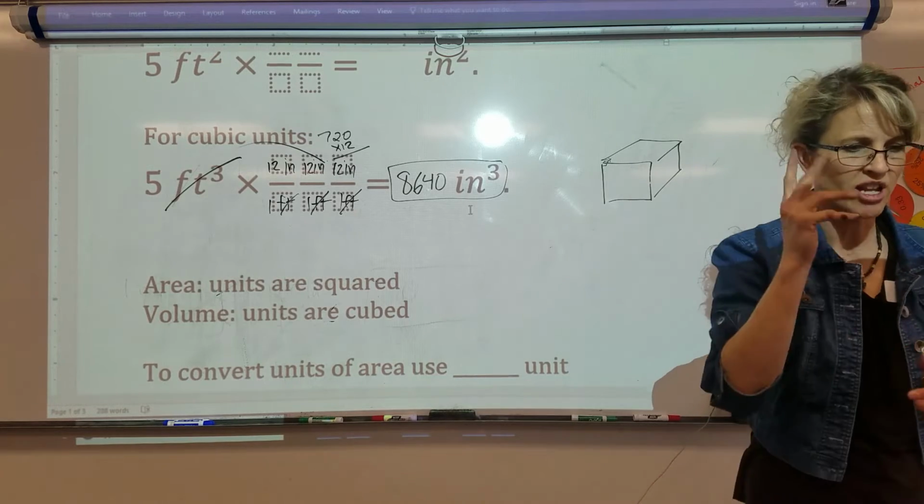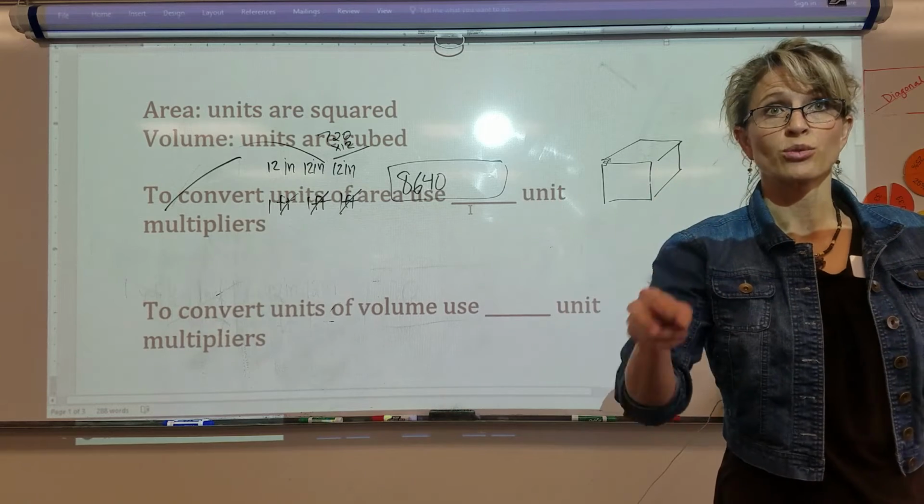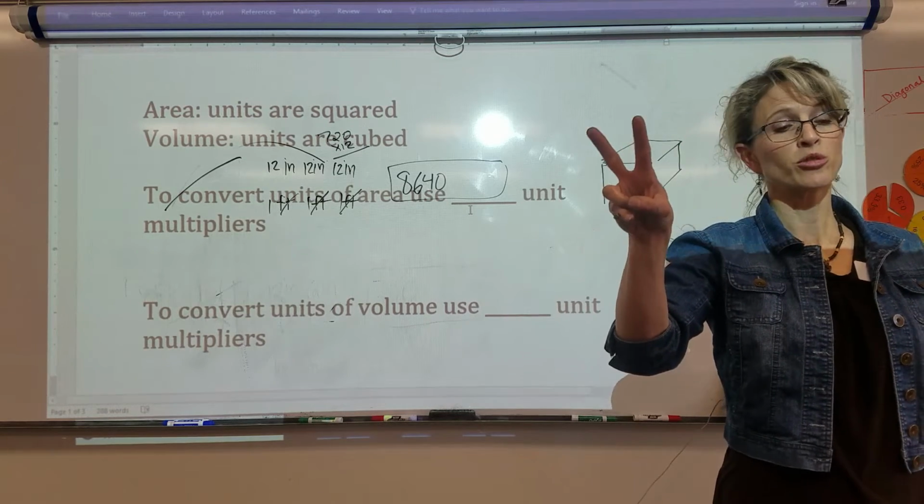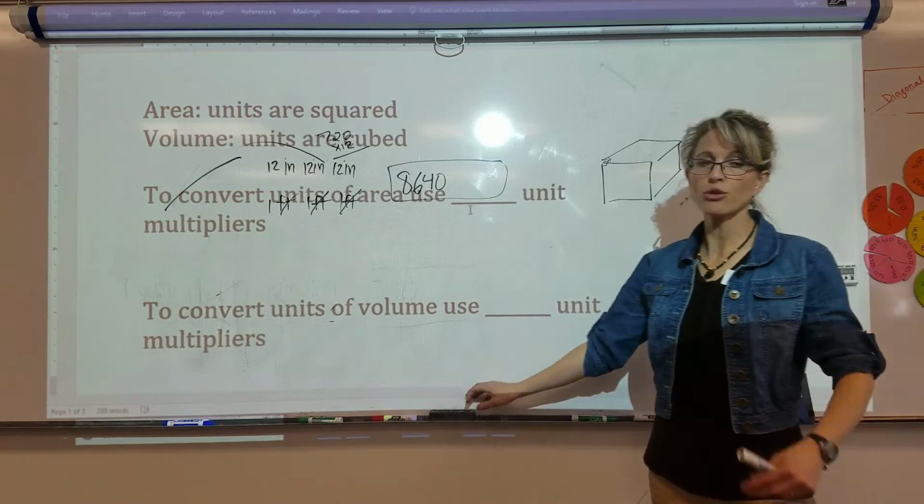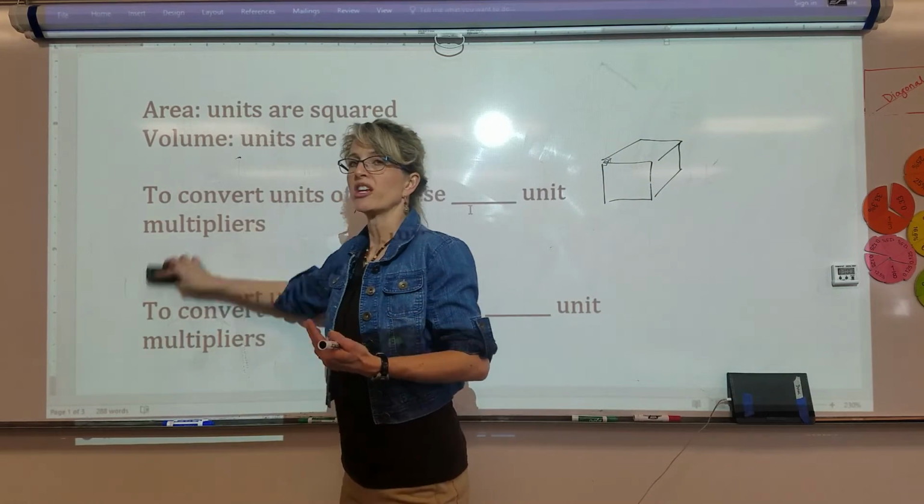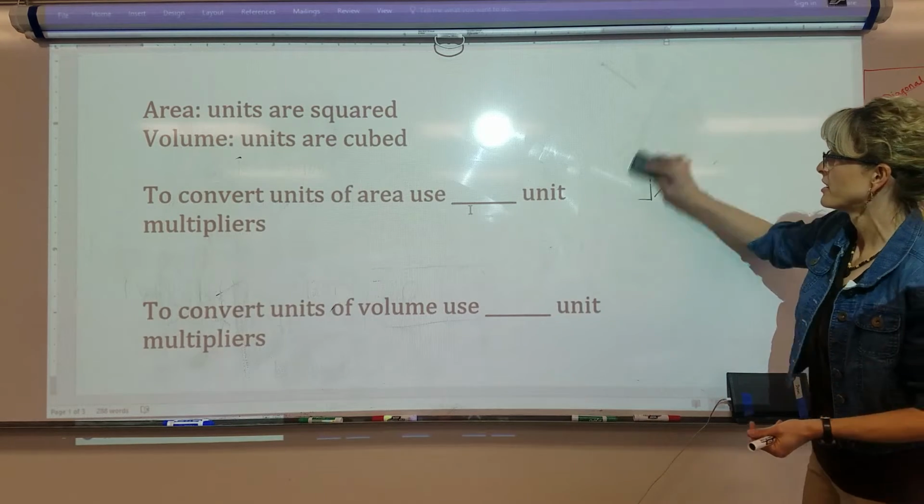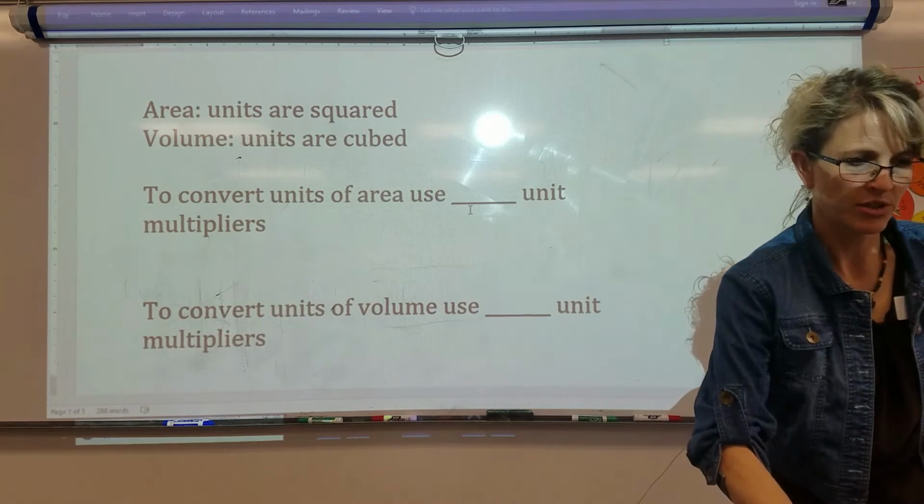Okay, so make sure you guys understand. If you were going to convert area, it's area squared, so we need 2 multipliers. How many multipliers for area? Get ready? 2. If we're doing volume, it's 3-dimensional. They're going to be cubic units, so we need 3 multipliers. How many multipliers for volume? Get ready? 3. So, there's your general rule.